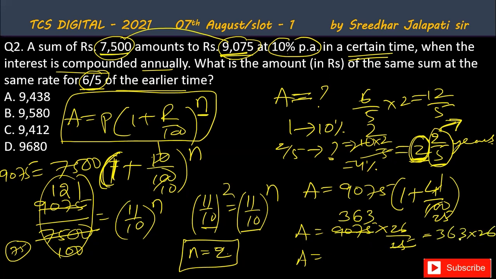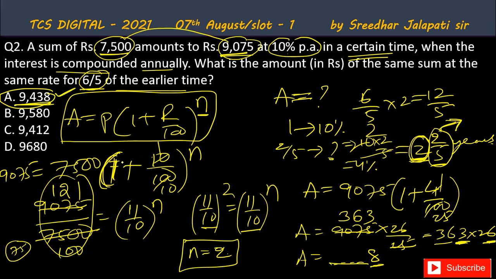When you are multiplying 363 with 26, interestingly, the units digit is 3 into 6, 8. So our answer is going to end with 8. And fortunately, there is only one option which is ending with 8. Therefore, answer option A. I have not calculated the entire answer because 3 into 6, that is the units digit, is 8. Among the options, there is only one number with 8. So that is the answer, right?